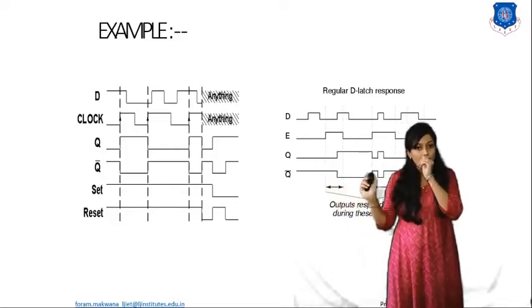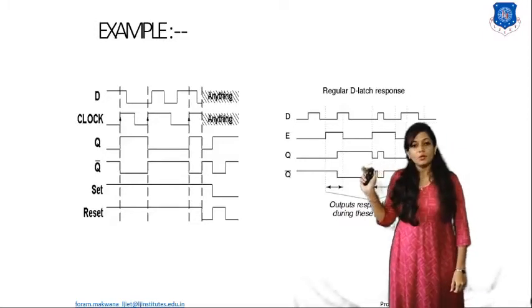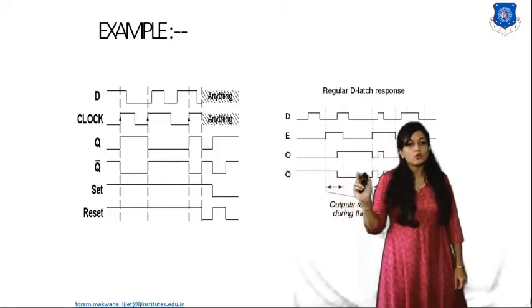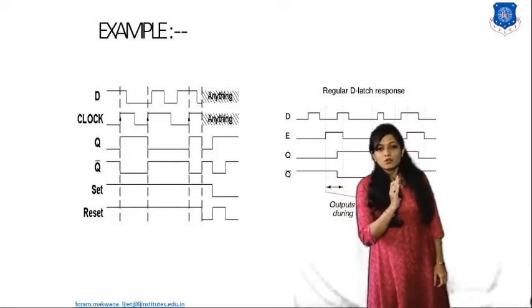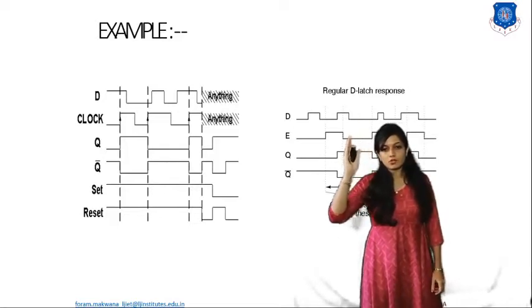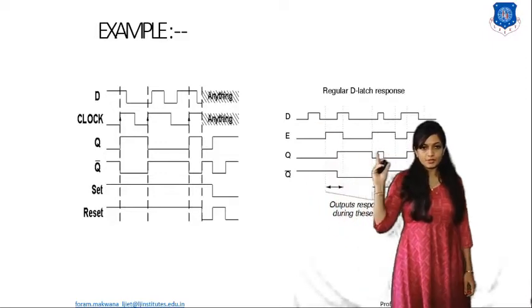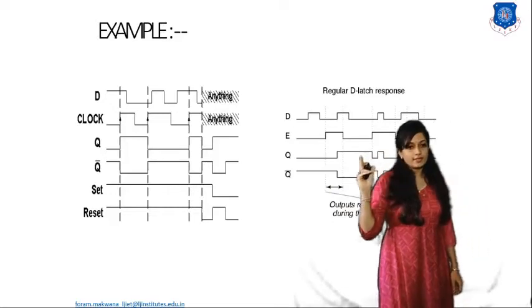So whether my output will change on the rising edge or on the falling edge. Rising means when my clock changes from 0 to 1, then this is called the rising edge. If my clock changes from 1 to 0, then this is a falling edge. Alright. So over here, the clock is going to change for the rising edge.